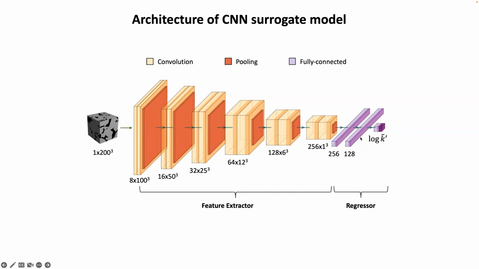In the inference stage, we freeze the feature extractor of the pre-trained CNN surrogate model and just fine-tune the regressor using a small number of labeled data from new digital samples. This procedure is referred to as transfer learning.